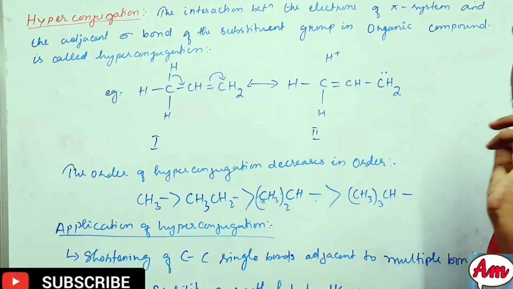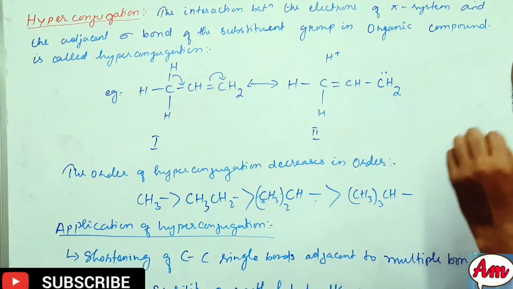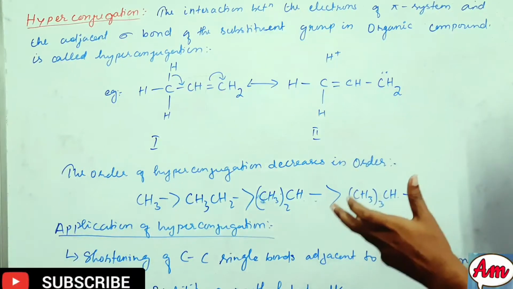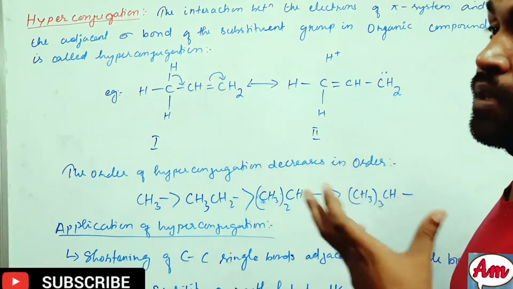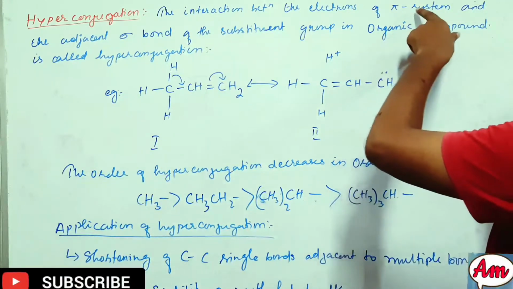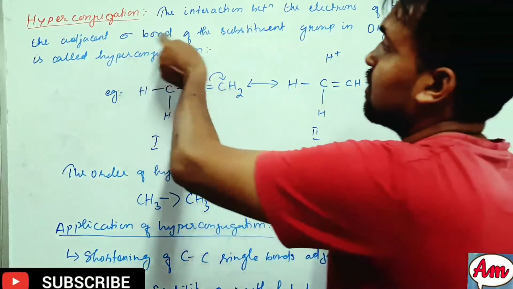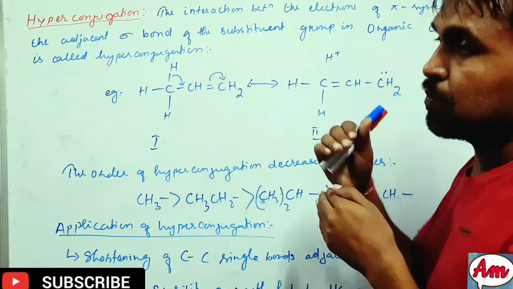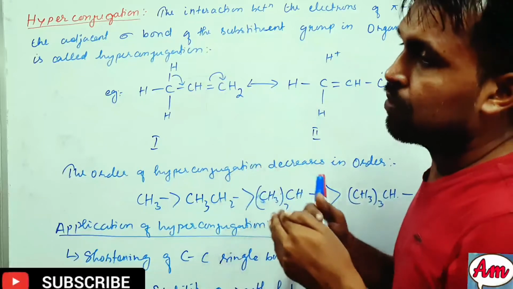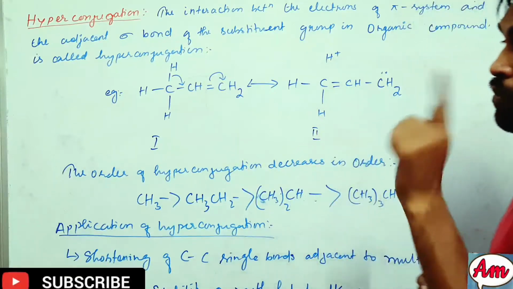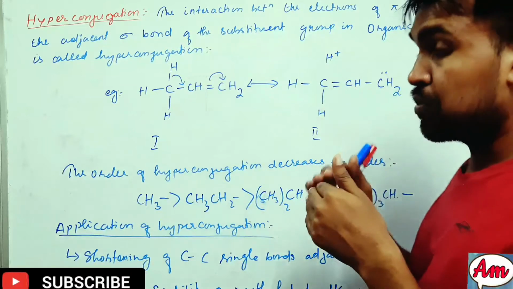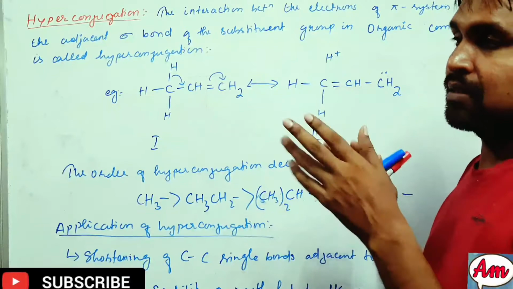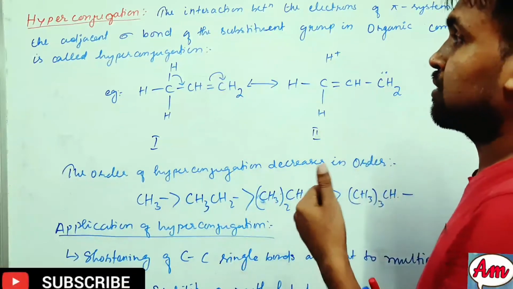Okay, what does that mean? It is the interaction between the electrons of the pi system. This hyperconjugation will take place in those compounds in which there is a multiple bond. That's why we have written here pi system, and the adjacent sigma bond. The sigma bond which is adjacent to the pi bond, between them the interaction will be there.